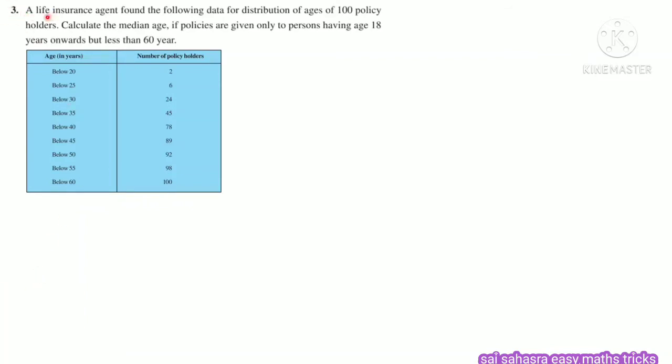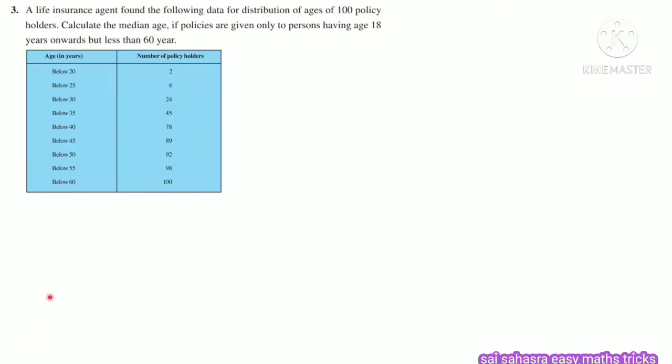Question number 3. A life insurance agent found the following data for distribution of ages of 100 policy holders. There are totally 100 policy holders and their age distribution. Calculate the median age. So we need to find out the median only. Here one hint is there: policies are given only to persons having age 18 years onwards but less than 60 years. So minimum is 18 years of age, maximum is 60 years of age to give the policy.